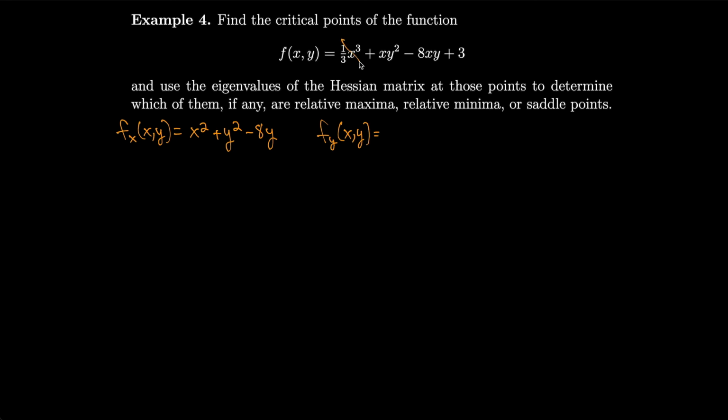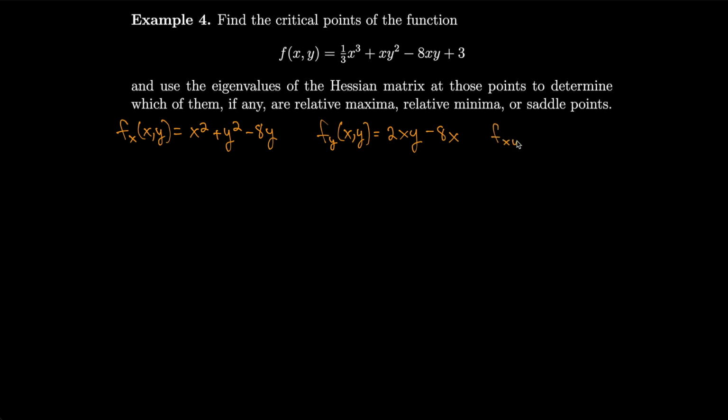So I won't have any x terms. I'll get 2xy, that exponent will hop out. And then I'll get minus 8x. I'll just take the coefficient because x will be a constant in this case, and then nothing from 3.